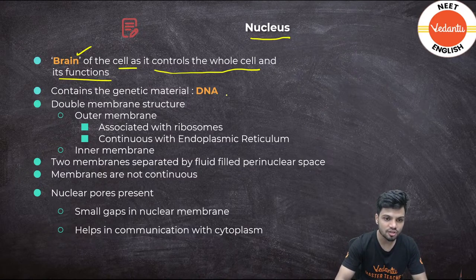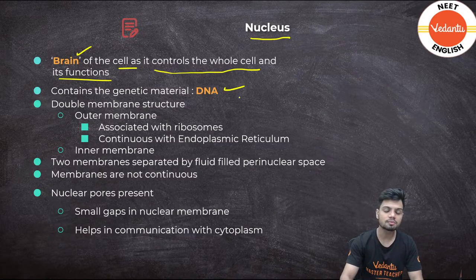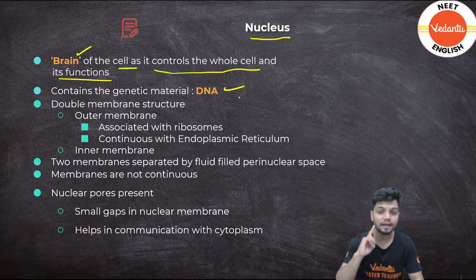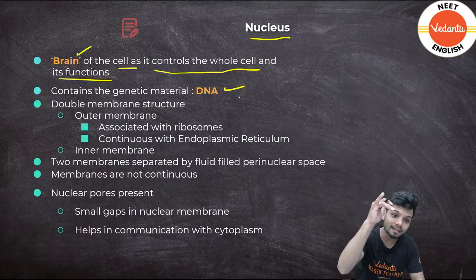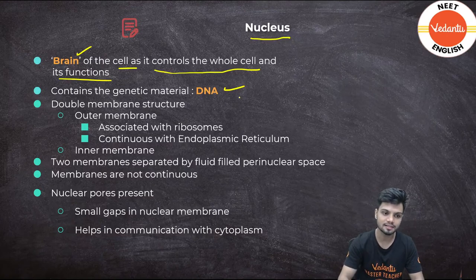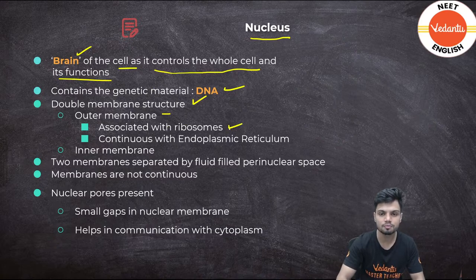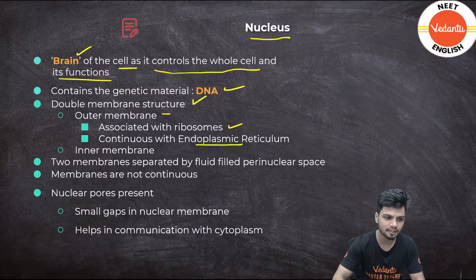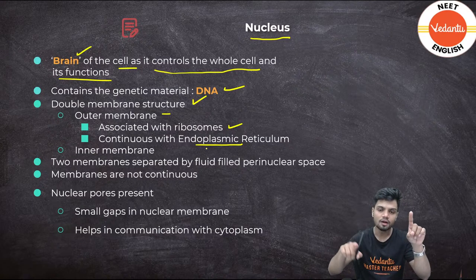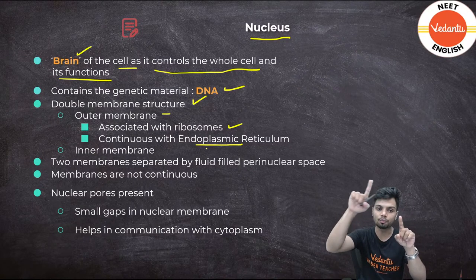It contains genetic material. That is, if you ask me where the entire genetic material is found, it is inside the nucleus, that is the DNA. It is a double membrane structure. The outer membrane is associated with ribosomes, I've always told you. And it continues with the endoplasmic reticulum. So, the outer membrane of the nucleus is continuous with the endoplasmic reticulum.